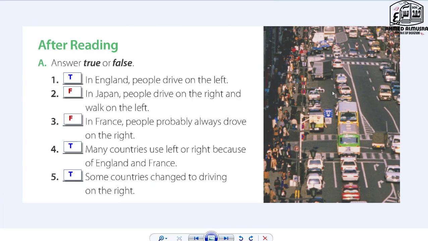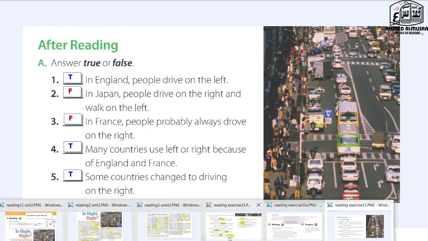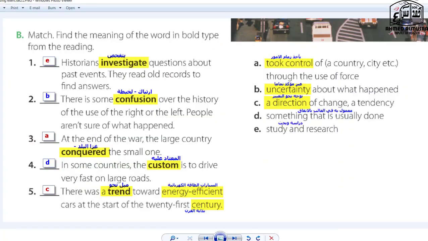True. 2. In Japan, people drive on the right and walk on the left. F. Number 3. In France, people probably always drive on the right. F. Number 4. Many countries use left or right because of England and France. True. Number 5. Some countries changed to driving on the right. True. So let's turn to the next question, which will be question B.